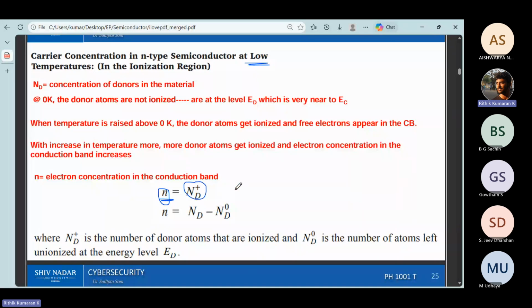Correct? Am I making sense? Suppose there are 100 phosphorus atoms and 50 phosphorus atoms give out their electron. How many will be left? Another 50 will be left unionized. This is what this essentially states: the total number of impurity atoms you added minus the total number of impurity atoms that were not ionized gives us the electrons which are ionized.